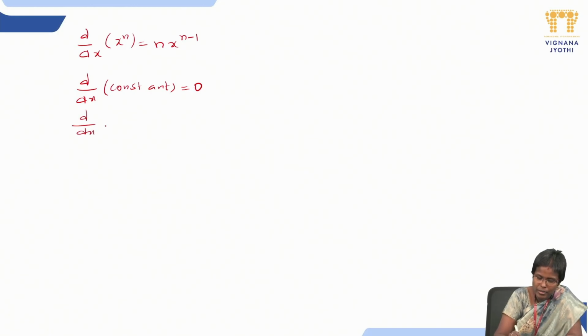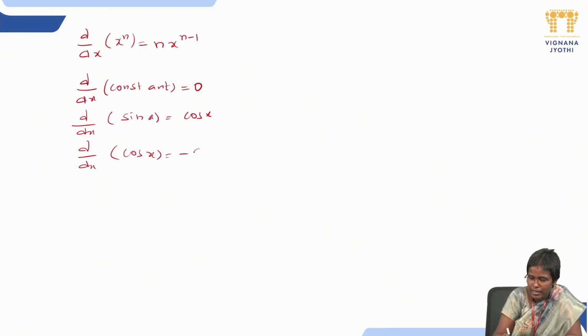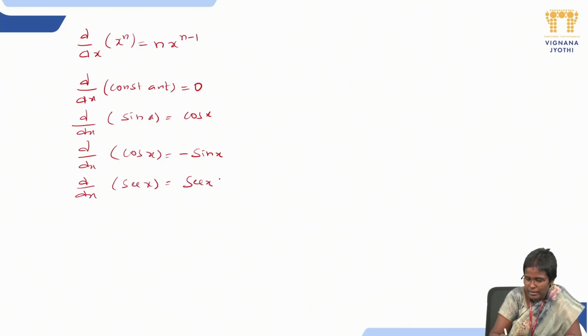d by dx of sin x: what is the answer we get? Cos x. Similarly, d by dx of cos x is minus sin x. d by dx of sec x is sec x tan x. And d by dx of tan x is nothing but secant square x.